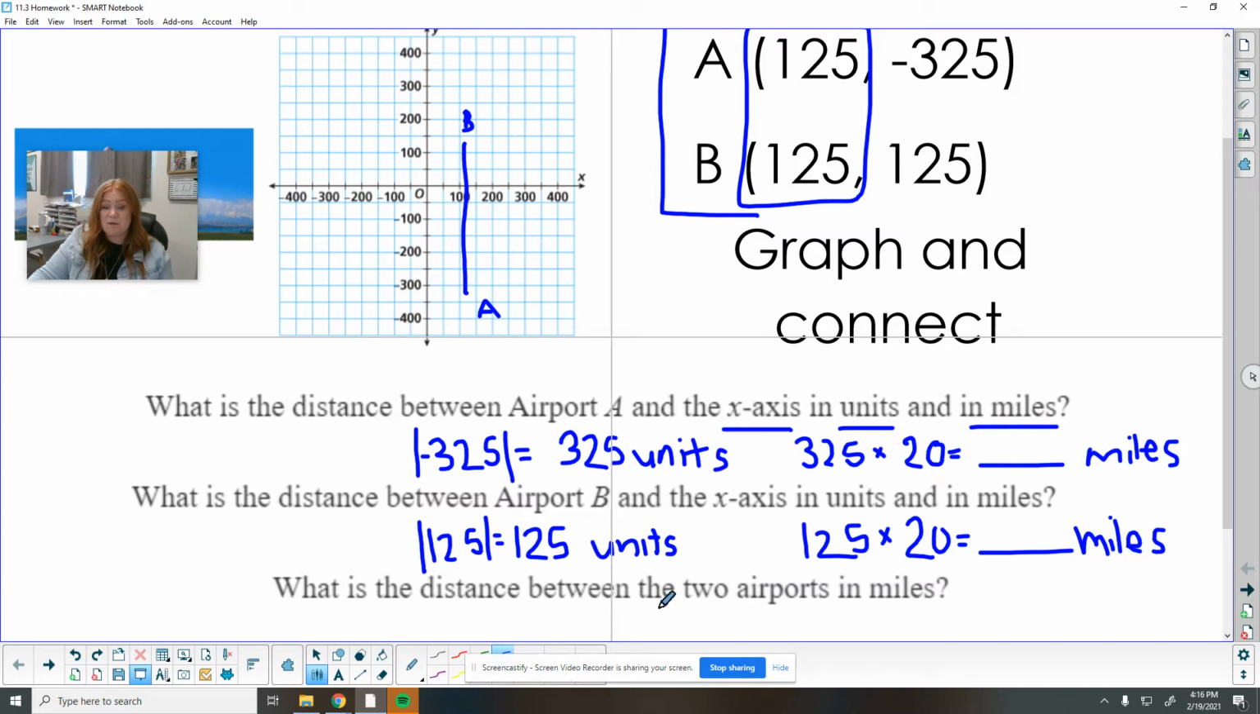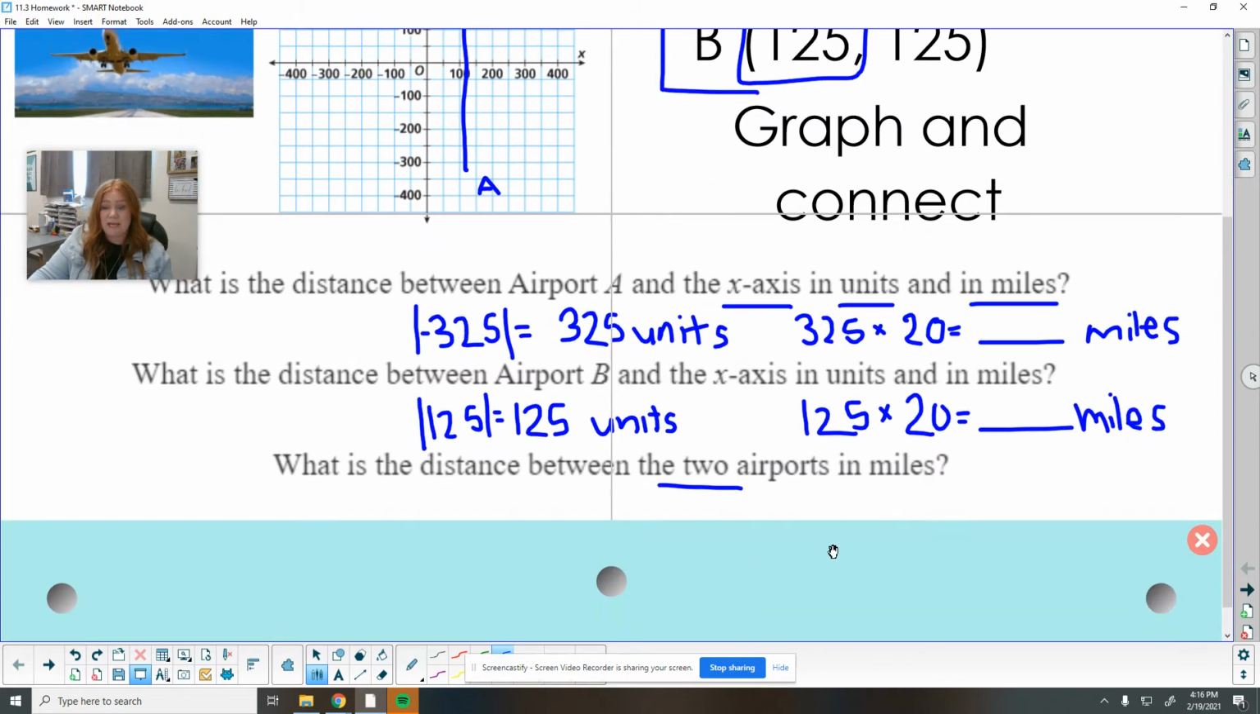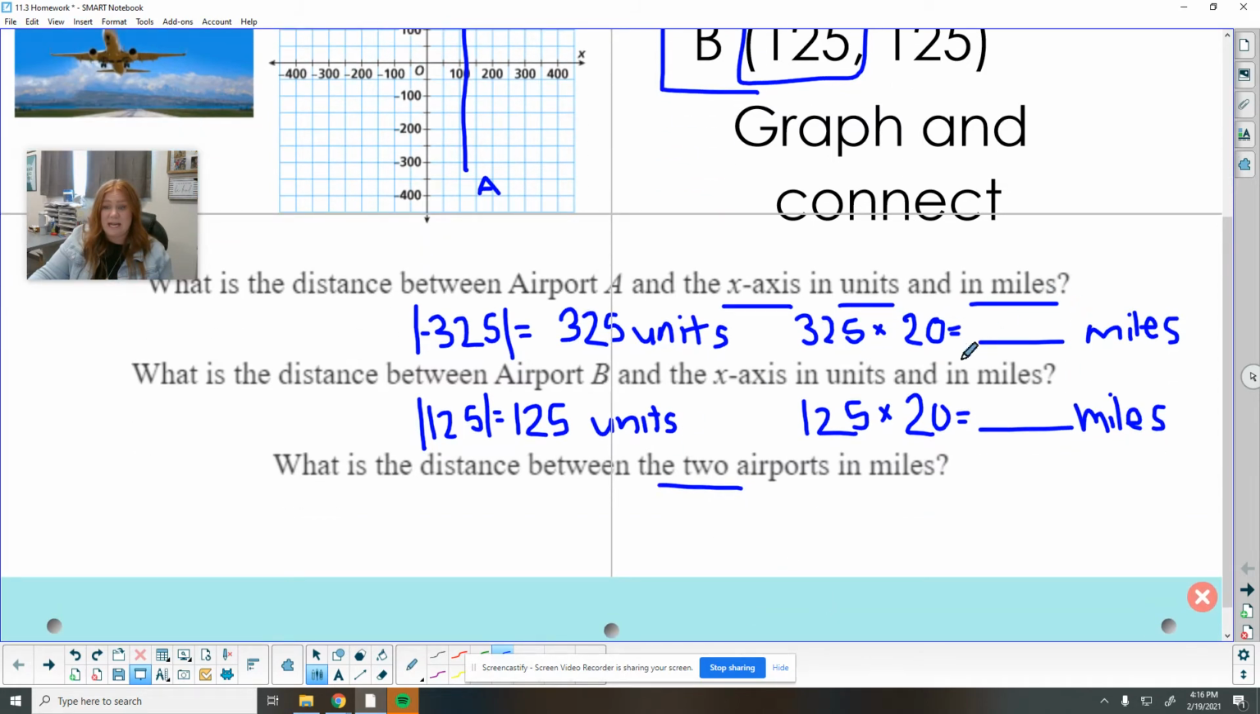Now it wants to know the distance between the two in miles. We take the distance of airport A to the x-axis and the distance of B, and we want to use our miles. We multiply by 20 to find the miles, and we add A and B together to get our total distance.